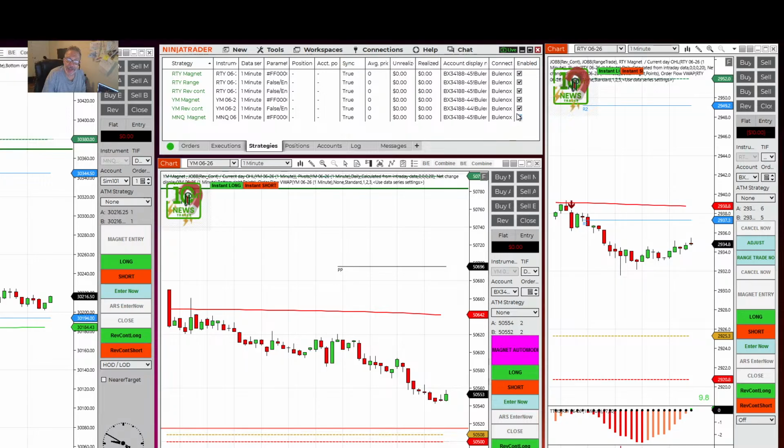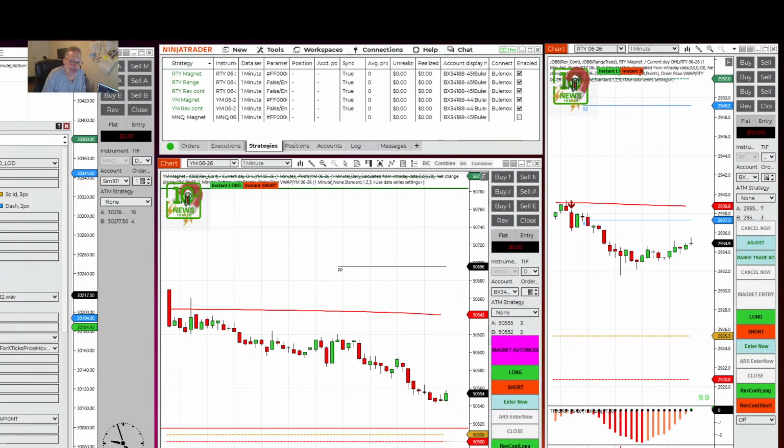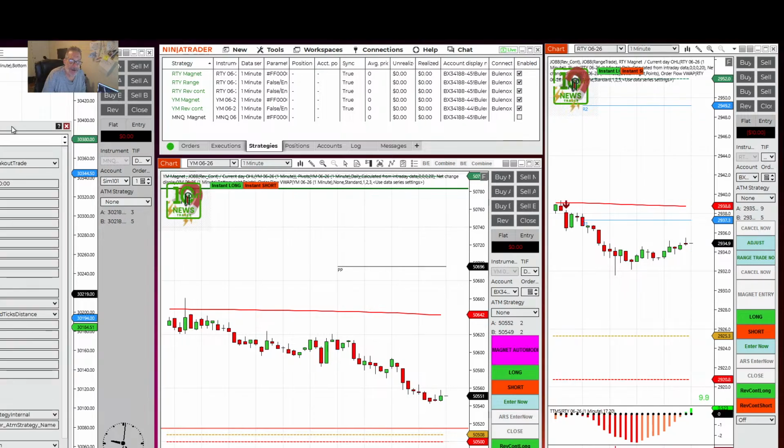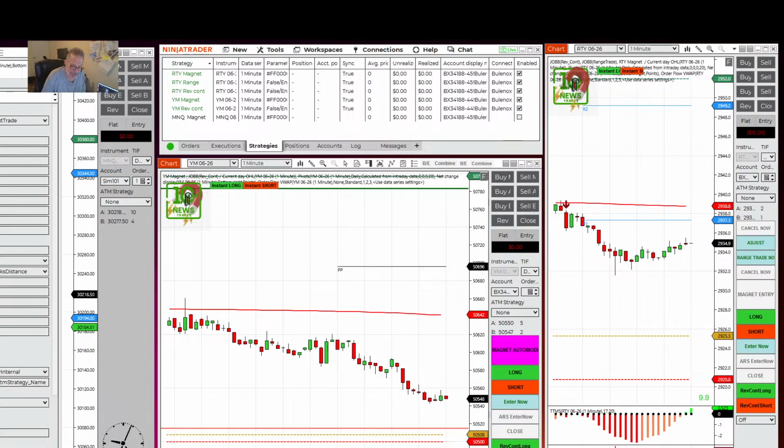I'm not changing the chart trader yet. I'm going to set up our breakout. That's our main trade on the MNQ. News trader, breakout. I'm going to load my template, MNQ new open.